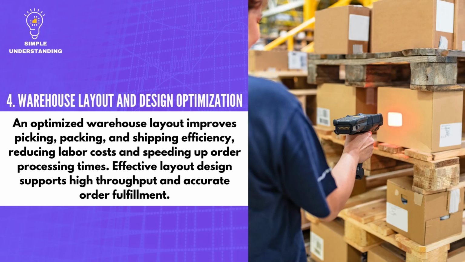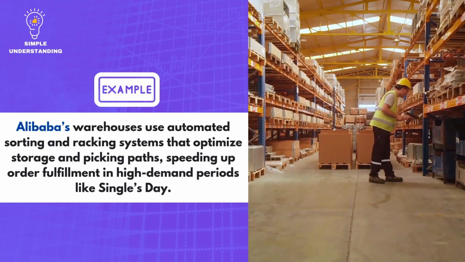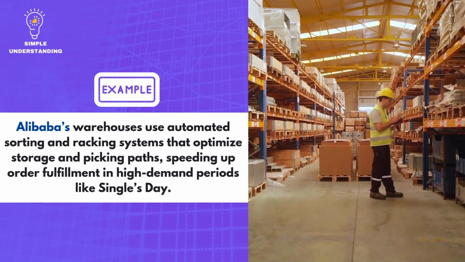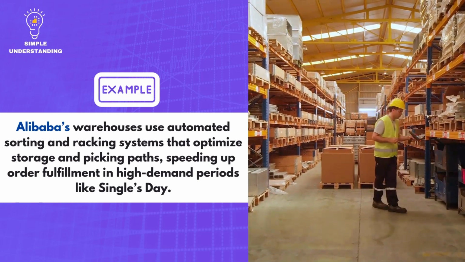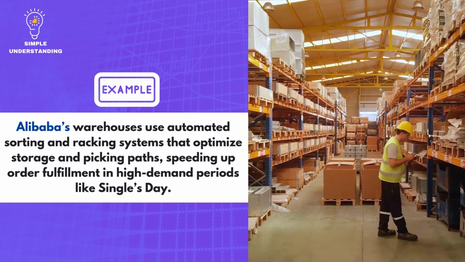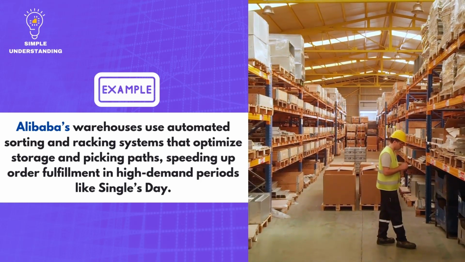Explanation. An optimized warehouse layout improves picking, packing, and shipping efficiency, reducing labor costs and speeding up order processing times. Effective layout design supports high throughput and accurate order fulfillment. Real company example. Alibaba's warehouses use automated sorting and racking systems that optimize storage and picking paths, speeding up order fulfillment in high-demand periods like Singles Day.